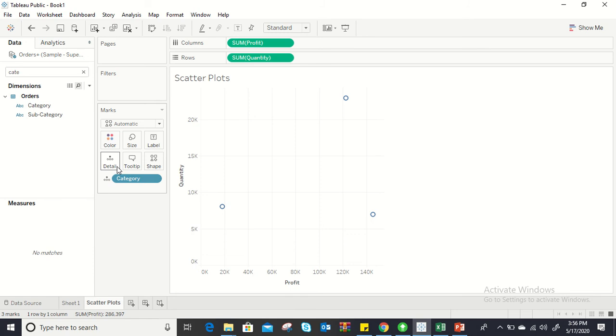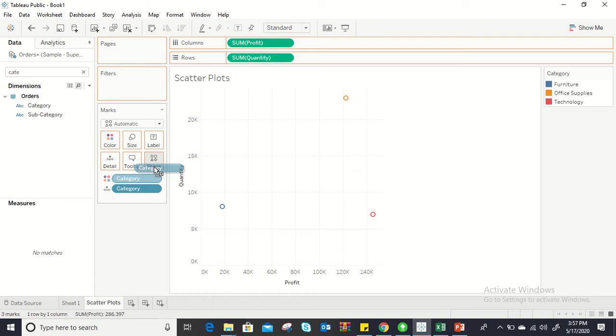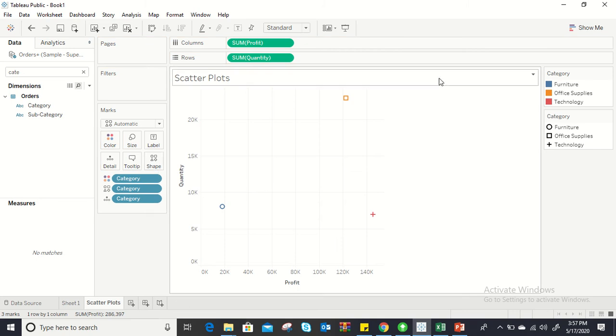Now the moment I added category into detail, I got the three categories which I wanted: furniture, technology, and office supplies, right? These are the three categories I was looking at, and I got them here. If I want to color them accordingly, I can just drag it over to color and I got them colored accordingly. If I want different shapes for it, I can drag it again to shapes, right? So it's giving me all that information.